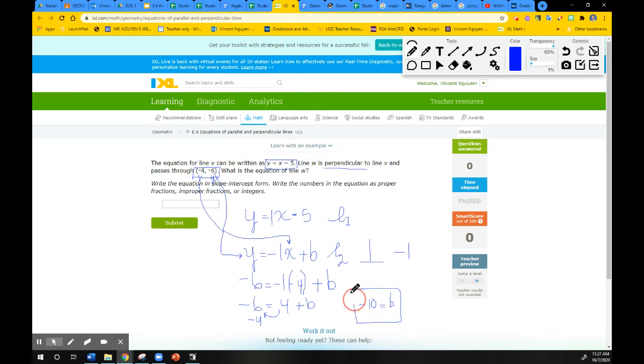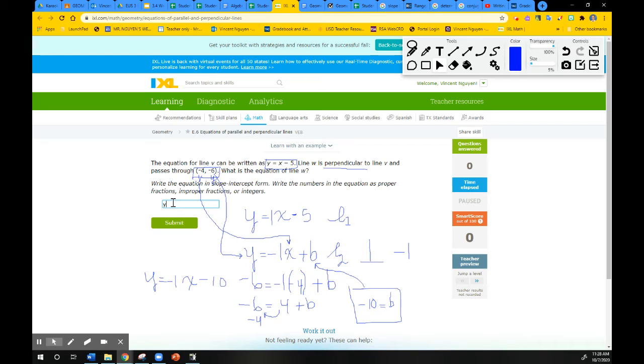Well, now that I have my b, I could actually substitute it in here and write my equation. So my equation would be y equals negative 1x. You really don't have to write that 1, but you do need the negative. Plus negative 10, or you can put minus 10, right? The IXL will take it either way, okay? Plus negative 10 seems to be a little bit silly, so we're going to do negative 10 or minus 10.